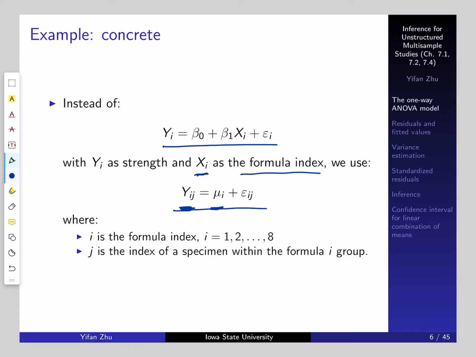Okay, so here is the explanation of this model. i is the formula index. We have 8 formulas, so i goes from 1 to 8. And j is the index of specimen within the formula i group. So in this case, the x, the formula index, serves as an indicator. It indicates which group the response is in.